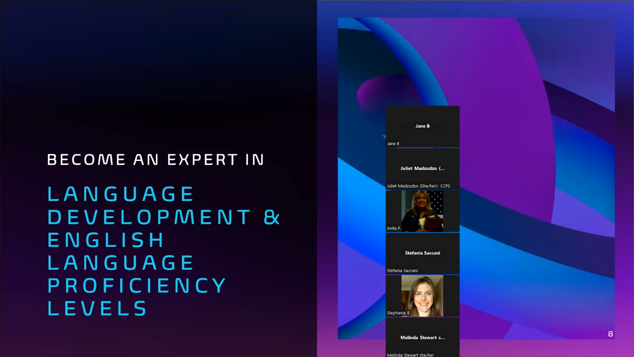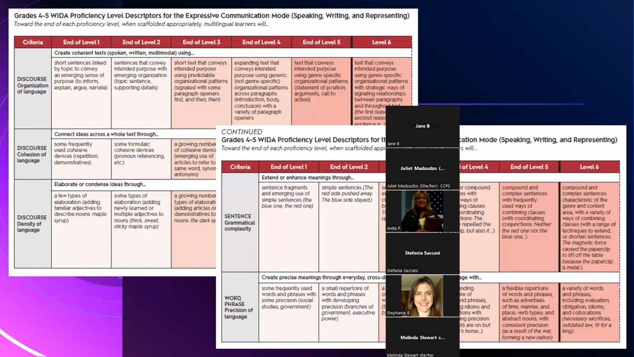On top of that, we have a lot of resources out there. No matter what state you're in, you have a set of English language development standards. And with those standards, you have proficiency levels. Usually, I think every one I've ever seen is between level 1 and level 5 or level 1 and level 6.